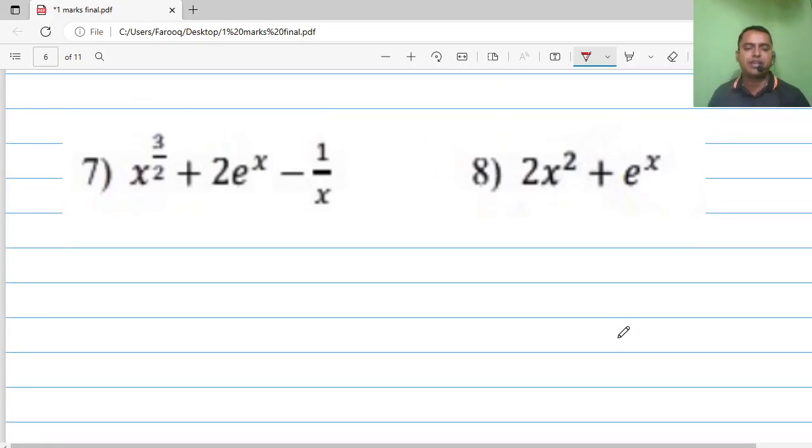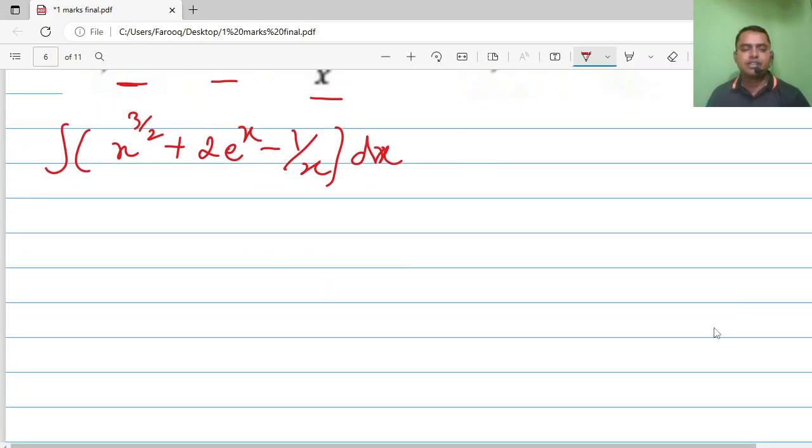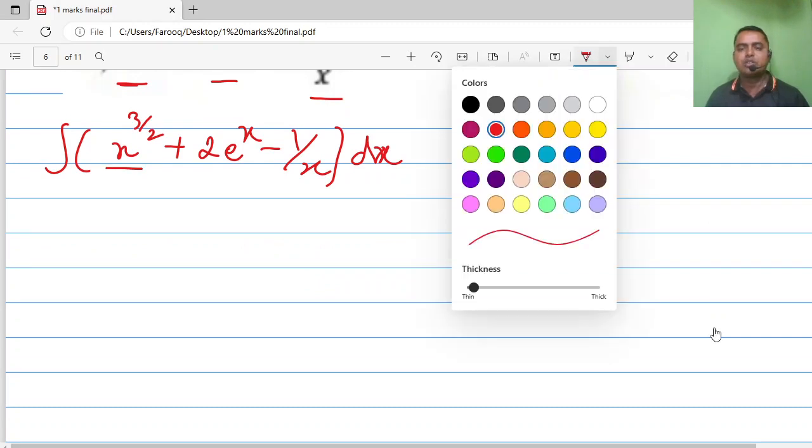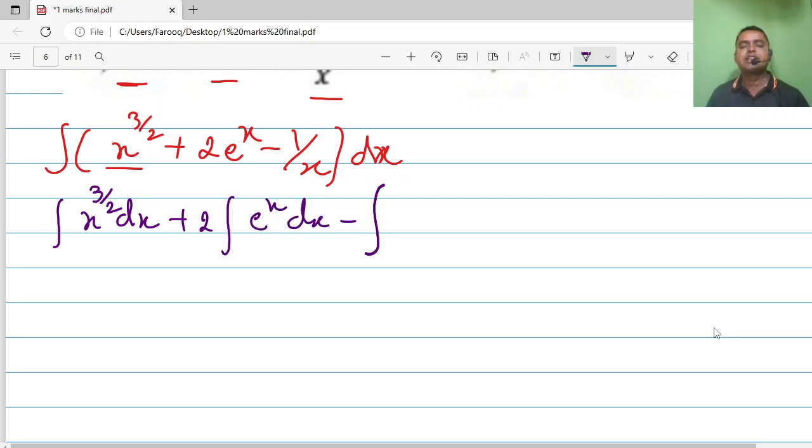Integration of x raised to 3 by 2. Here 1, 2, 3, three terms are there. By the rules of integration, x raised to 3 by 2 plus 2 e raised to x minus 1 by x dx is equal to, three terms are there. We have to separate all the three terms here. So integration of x raised to 3 by 2 dx, first term, plus 2 is the constant, as it is, integration of e raised to x dx minus integration of 1 by x dx.